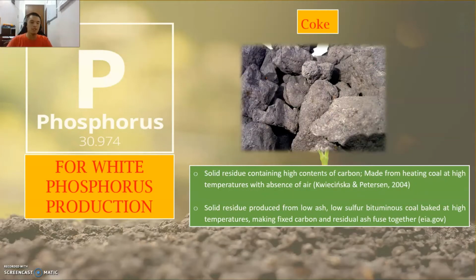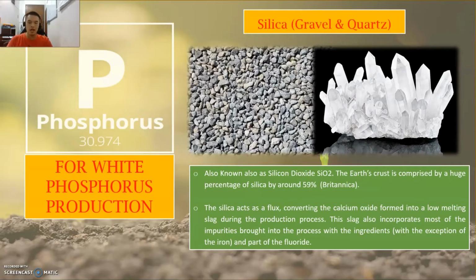The second material for white phosphorus production is coke, not the beverage, but the stone. A solid residue containing high contents of carbon, coke is made from heating coal at high temperatures in the absence of air. The solid residue is produced from low ash, low sulfur bituminous coal baked at high temperatures, making fixed carbon and residual ash fused together. Another ingredient is silica, which can be found in gravel or quartz.